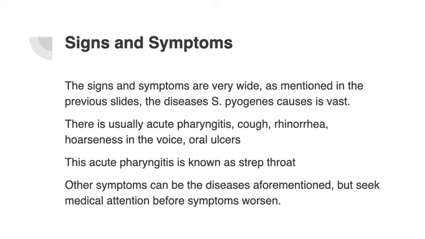There's a ton of diseases that can come out of this. So the signs and symptoms are very vast, and the diseases that it causes are vast. But usually there is acute pharyngitis, so you see that swelling in the throat. There's a cough, rhinorrhea, or basically a runny nose, so it's that nasal discharge or mucus coming from your nose as well. We also see hoarseness in the voice, especially due to that swelling in the throat, and oral ulcers as well.